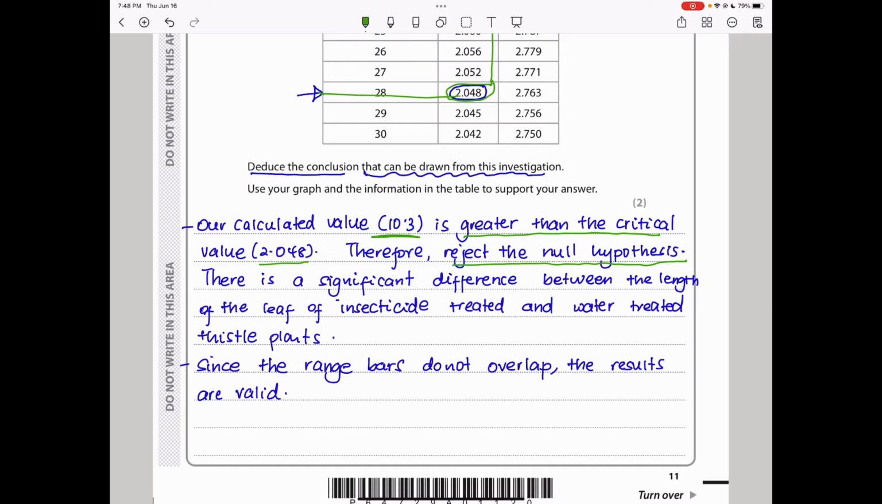If we are rejecting it, it means there is a significant difference between the length of the leaves treated with insecticides and those treated with water in the thistle plants. And because the error bars did not overlap, it means the results we have obtained here can be validated, or they can be valid.